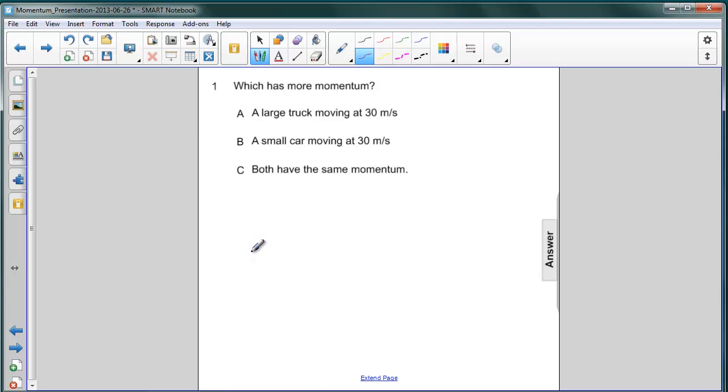Well, recall that momentum is equal to mass times velocity. So if we assume that a large truck, by what I mean by large truck versus a small car, is that the truck has a larger mass, then clearly for velocities being the same, 30 meters per second, the truck will have the larger momentum. So the answer will be A.